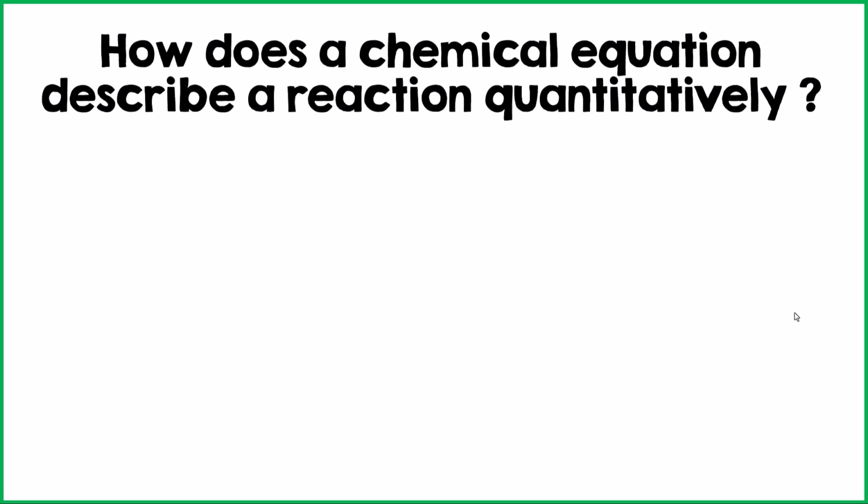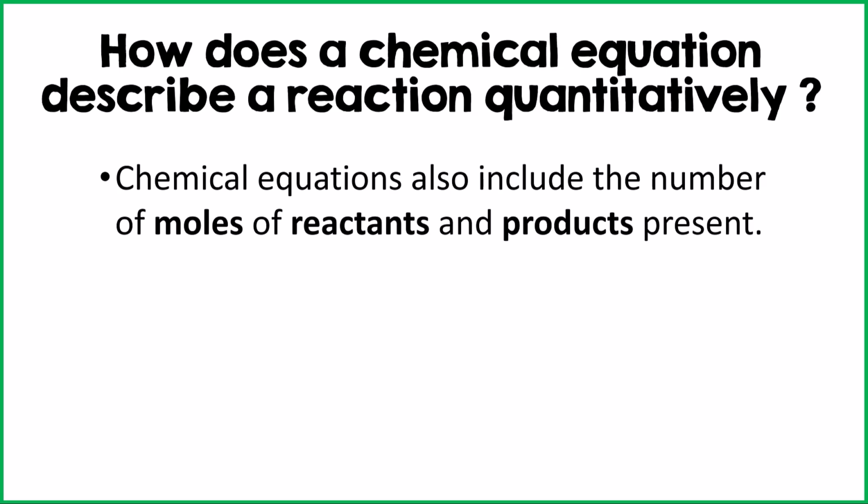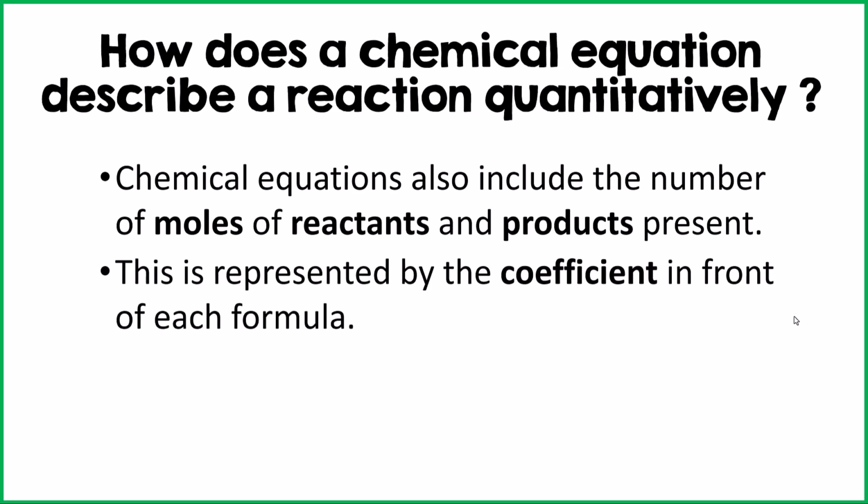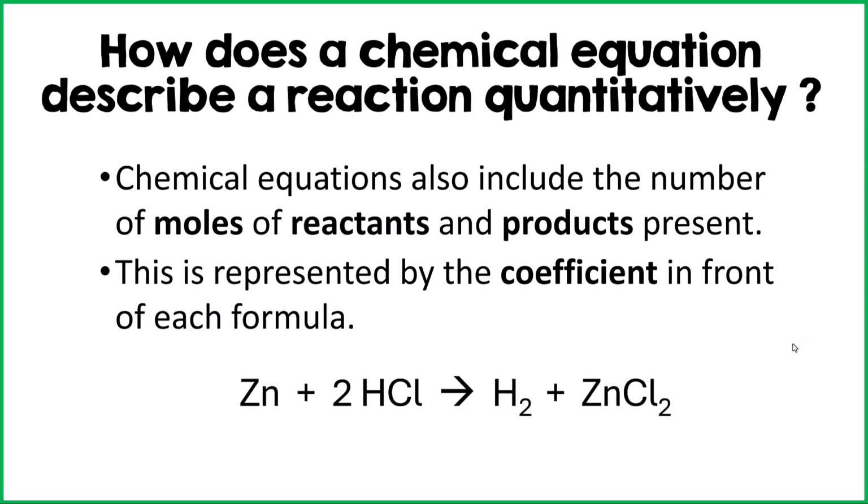How does a chemical equation describe a reaction quantitatively? Chemical equations also include the number of moles of reactants and products present. So when we're discussing chemical formulas, we also include the number of moles of the reactants and the products so that we can talk about how much of each of those substances is either used up or created. This is represented by the coefficient in front of each formula.